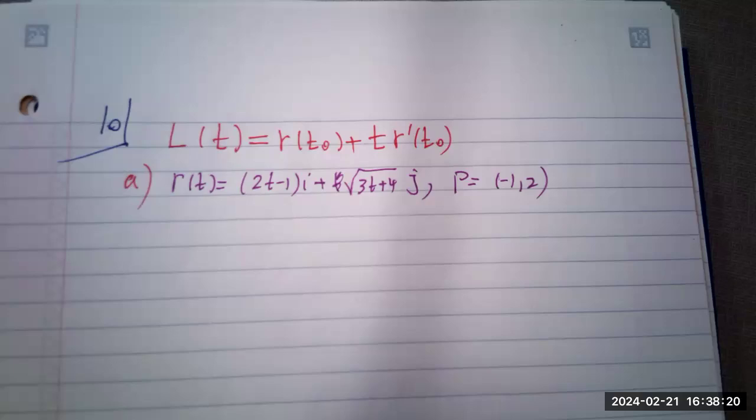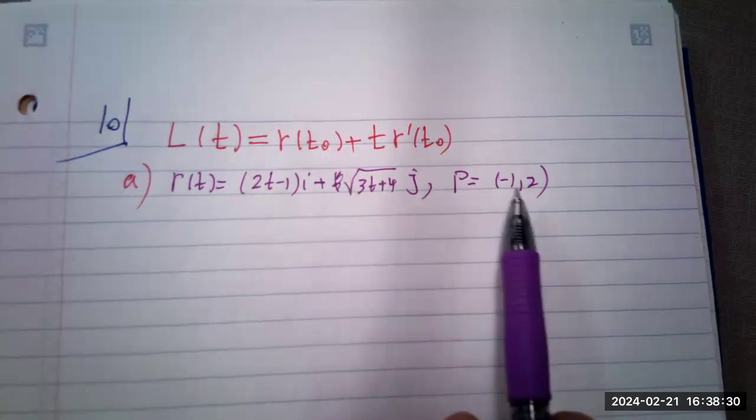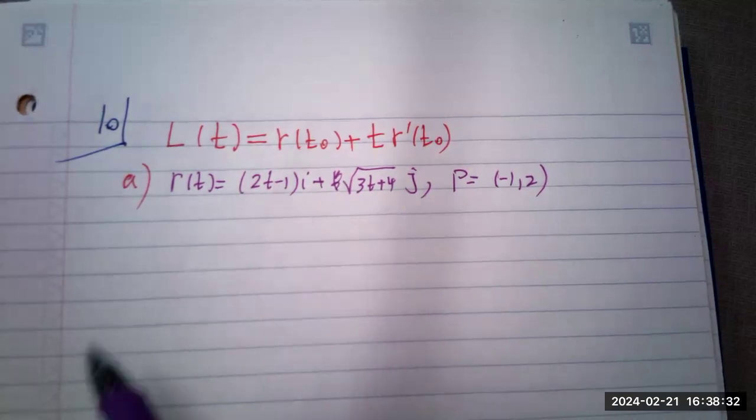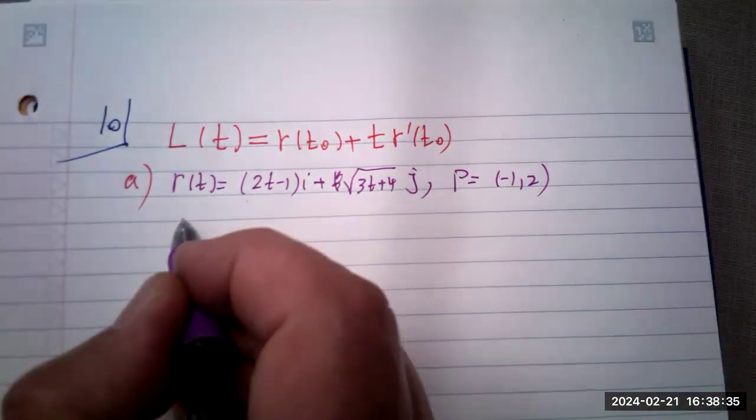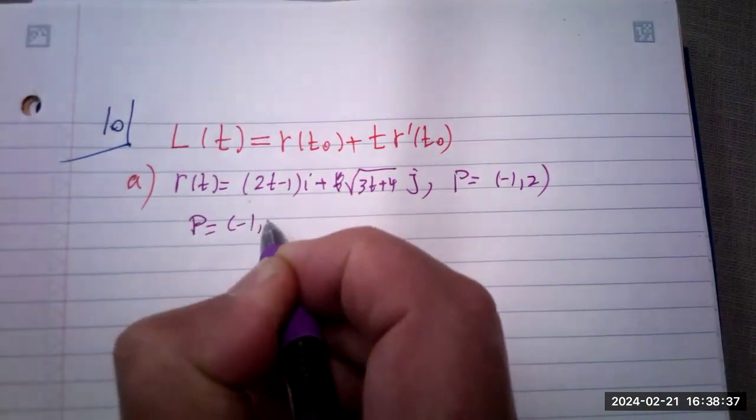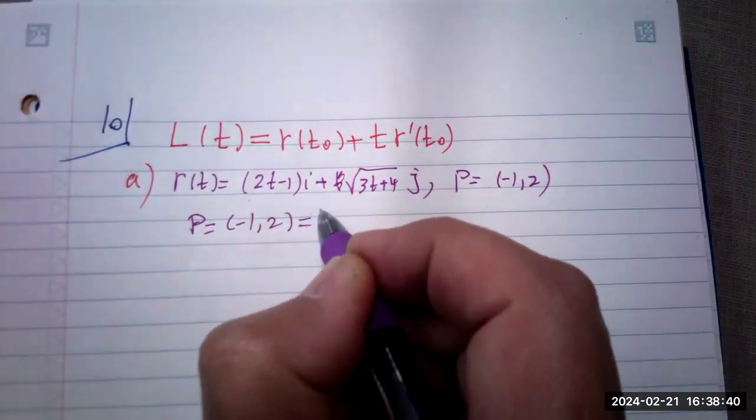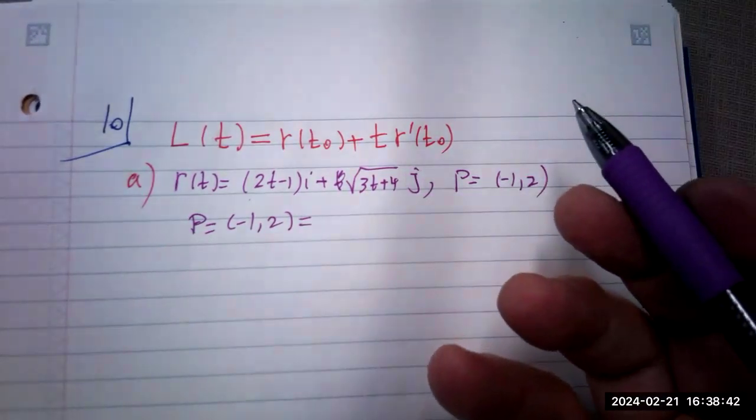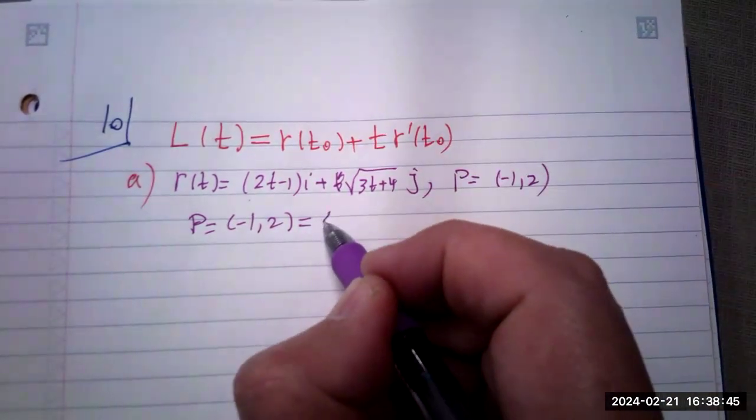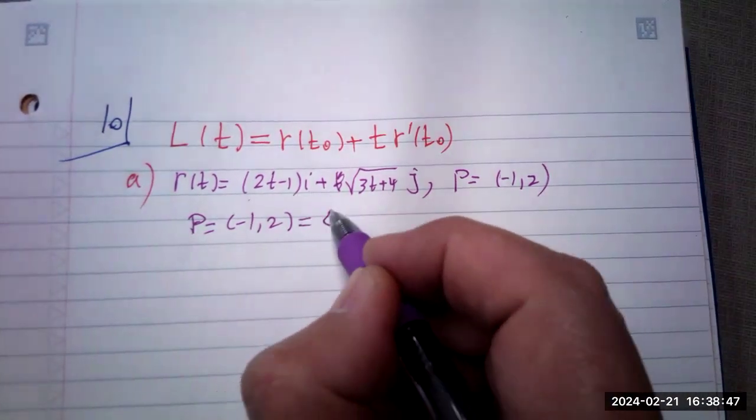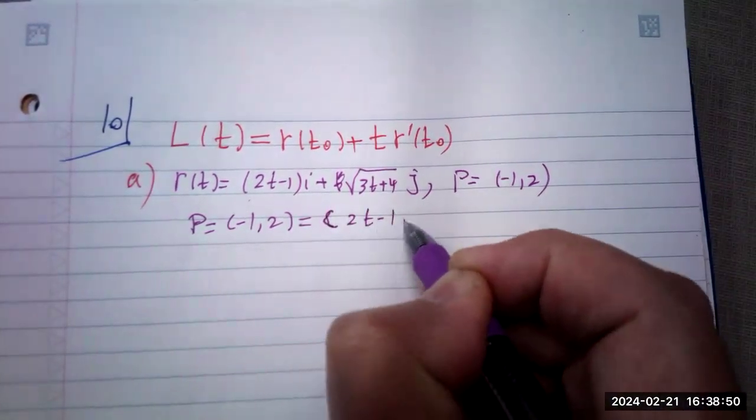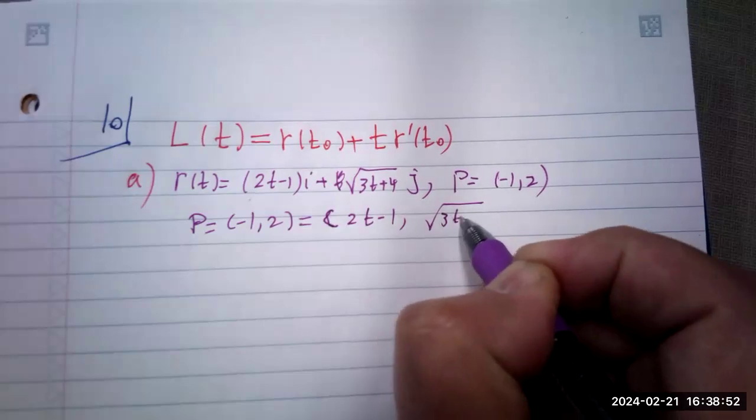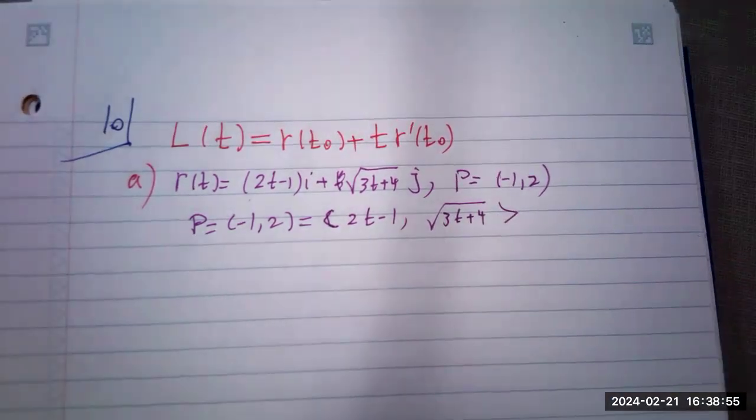To get this number, you have to guess for which value of t you will get -1 and 2, because you need the t0 here. Note that this is it. Can you guess what it is? The point is -1 and 2. It's going to be the same as x and y. So if you get x and y as a vector, it's 2t minus 1 and the radical 3t plus 4. Can you guess what t is?